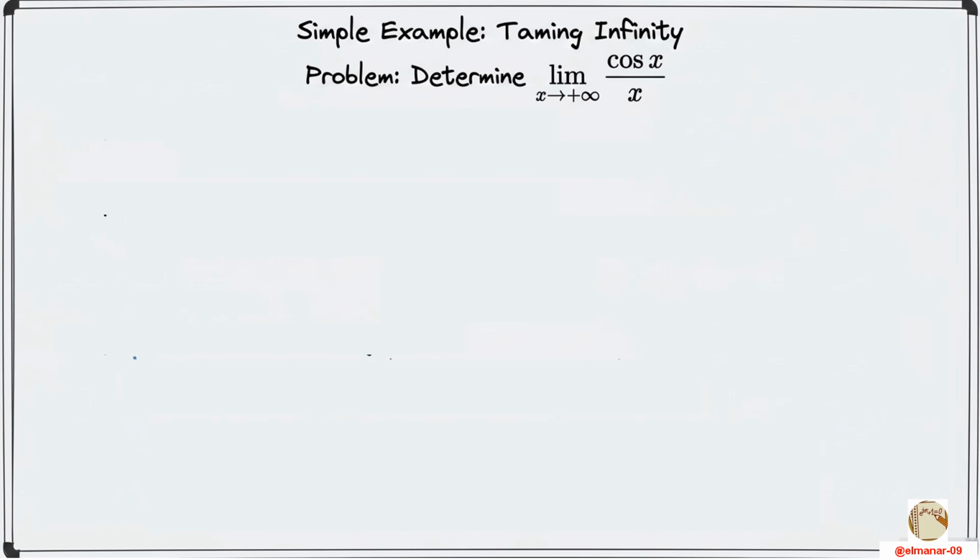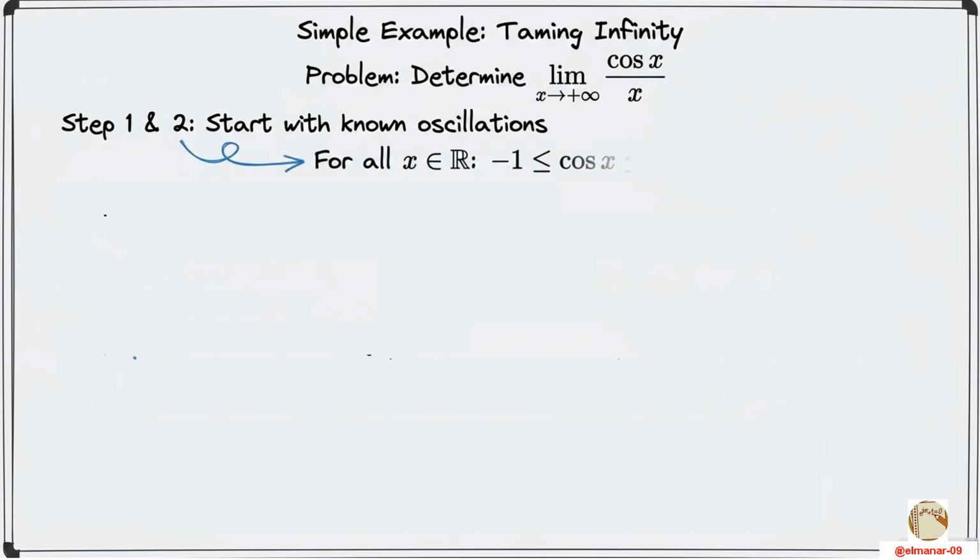The problem. We need to determine the limit of the function f of x equals cosine of x over x as x approaches positive infinity. Steps 1 and 2 start with known oscillations. First, let's think about the behavior of the cosine function. As x moves toward infinity, the cosine function doesn't settle on one value. It just keeps waving back and forth.